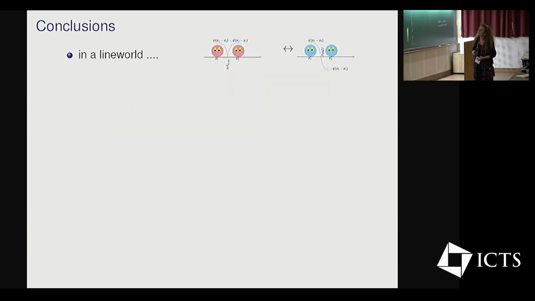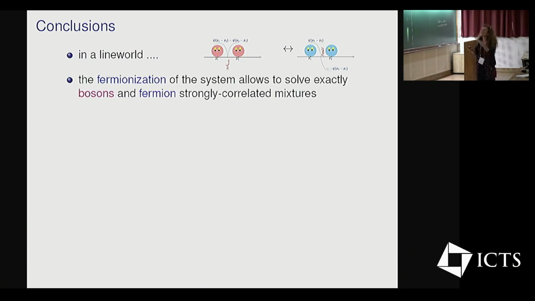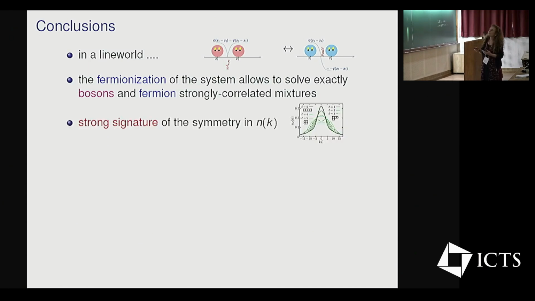Conclusion: I've shown you that in a one-dimensional world, you can map a system of strongly interacting bosons onto spinless fermions. This allows us to solve this system exactly. This has been known for a long time from Tonks and Girardeau, but this fermionization also allows us to solve exactly a mixture of bosons and fermions, when you have different species of bosons and different species of fermions. So this really gives access to the many-body wave functions, so to understand everything about your system.